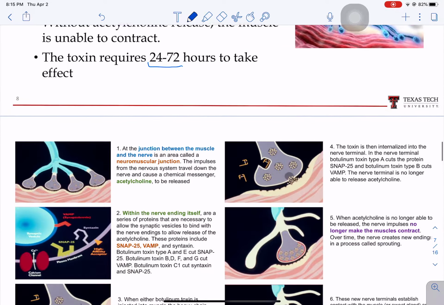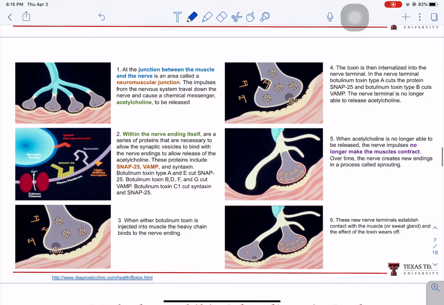Okay, I have here a graph, and I will let you take that PDF file or PowerPoint that is uploaded in your Blackboard and read each one of these steps that is going to explain in more detail how this neurotransmitter is being blocked by the botulinum toxin.